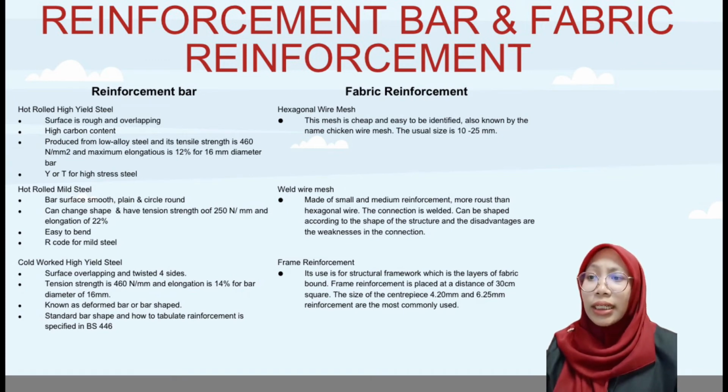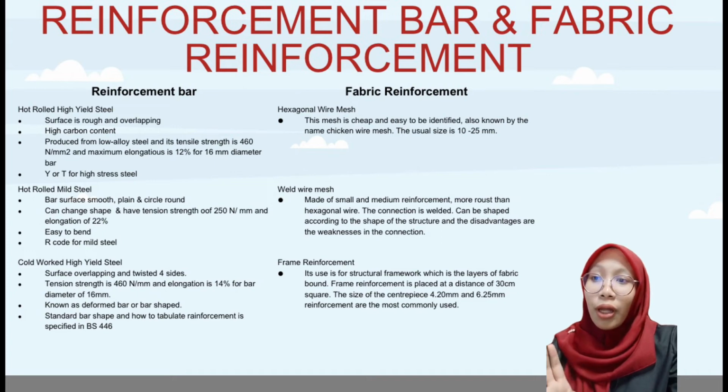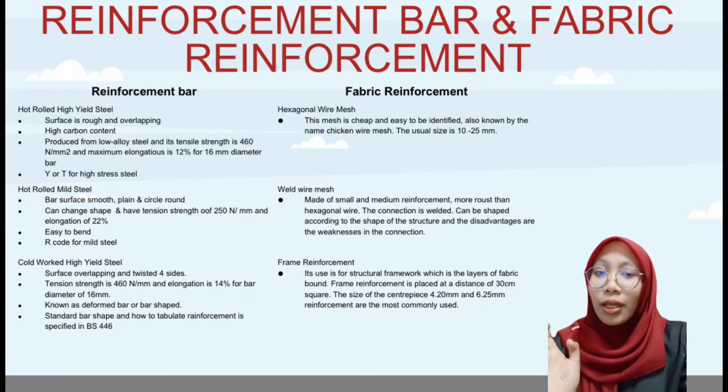And second, the tension strength is 416 Newton per square millimeter, and the yield is 450 for a bar diameter of 15 millimeter. Third, cranked or diaphragm bar or bar shape. Fourth, standard bar shape and how to relate reinforcement is prescribed in BS 415C.